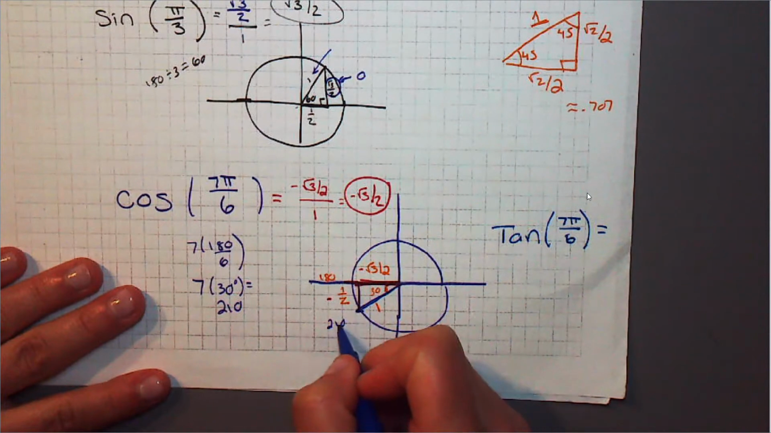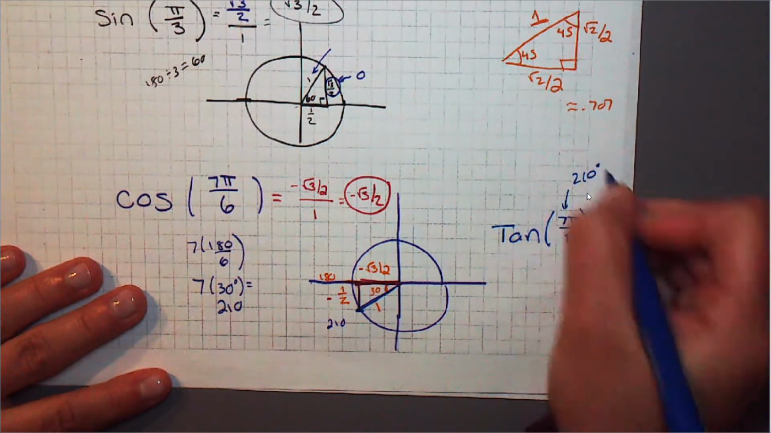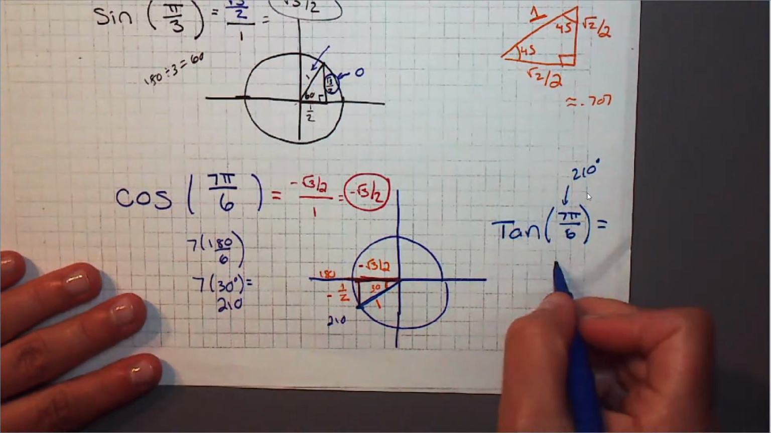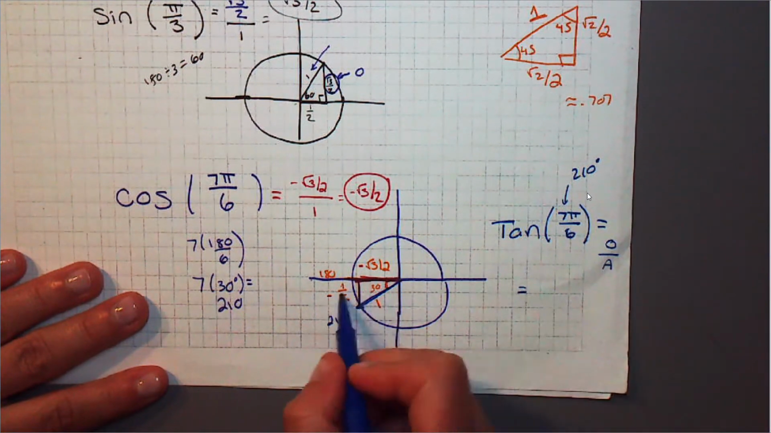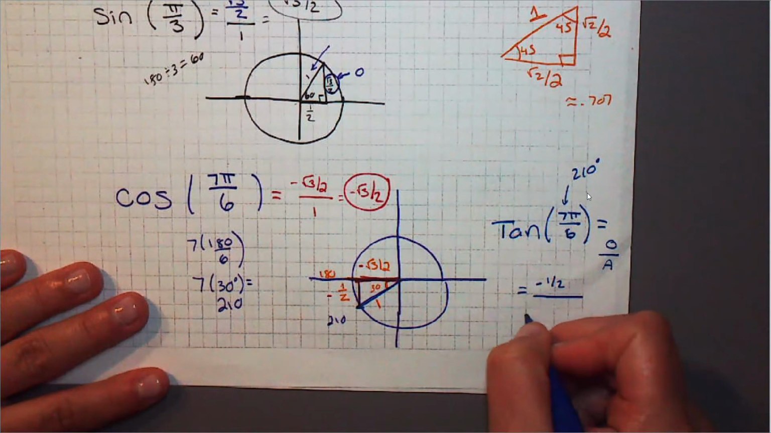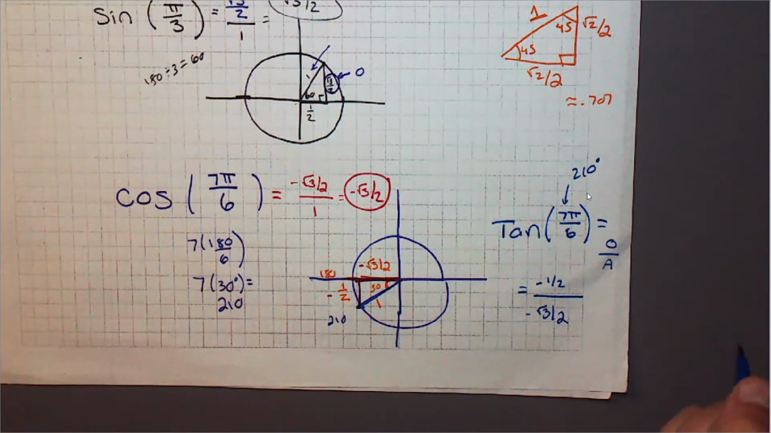So we already know where we are in the triangle. We already know we're at 210 degrees, which is a 30-degree triangle. So we have our side lengths labeled. Tangent is the opposite over the adjacent. So I'm going to set that up, and it's negative 1/2 over negative root 3 over 2. Wow, a lot of stuff happening.